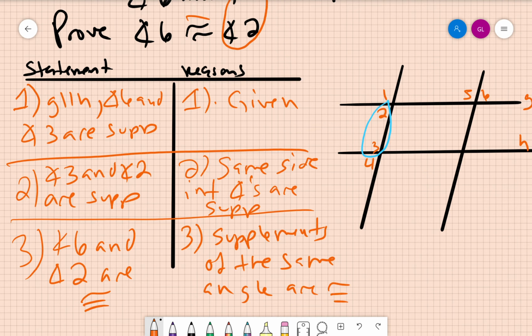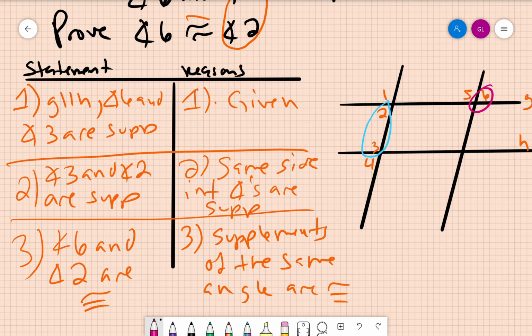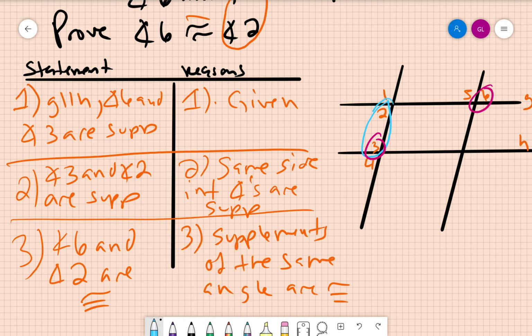We hadn't probably seen that, but I'm going to show you why that works. Because they said that 6 and 3 are supplementary angles. So they combine to equal 180. And 2 and 3 are also supplementary angles. So that means that if 6 and 3 equal 180 and 2 and 3 equal 180, that 6 and 2 must be the same measurement, right?